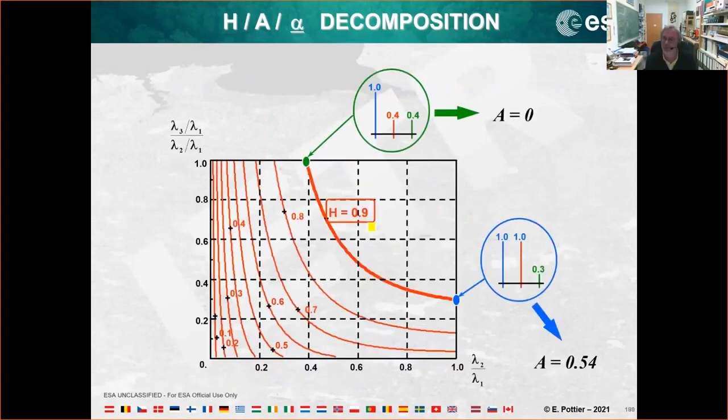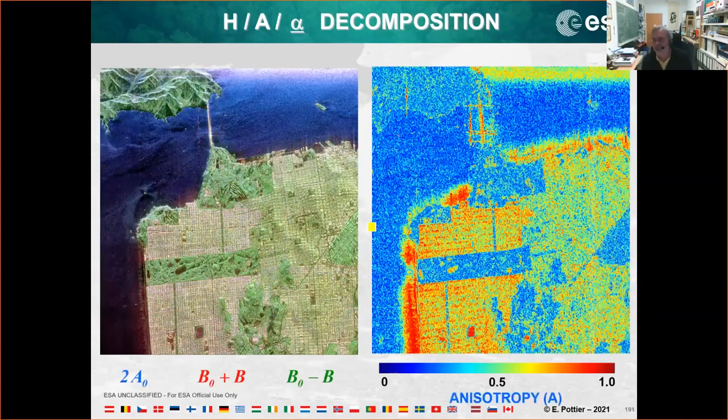Okay, so this is the variation of the entropy and the anisotropy, and the most interesting is this image. This is the image of the anisotropy. Personally, I don't know how to interpret this image. If you provide me only this image of anisotropy, it will be difficult to find a physical interpretation because you can have, for the same value of anisotropy, different values of entropy.